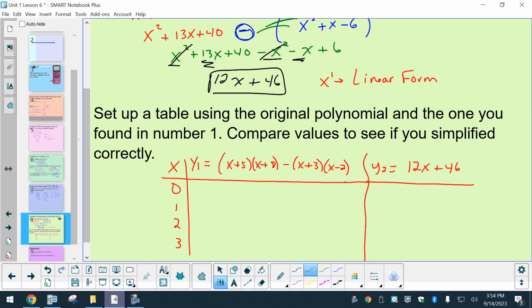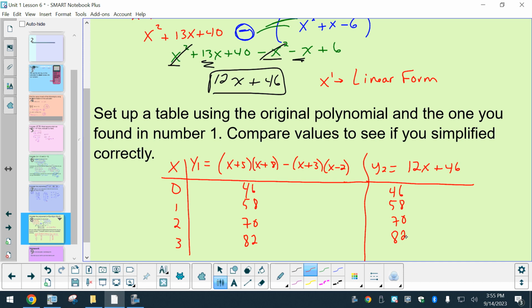I want you to copy down that for 0, it was both 46. And then it was 58, 70, and 82. And then you know that you simplified that properly, which is kind of cool. All right, making those connections.